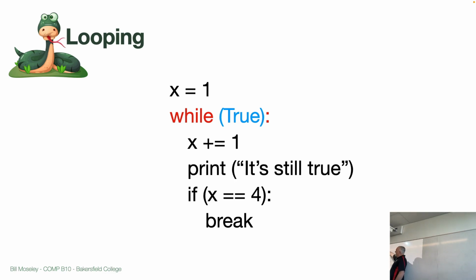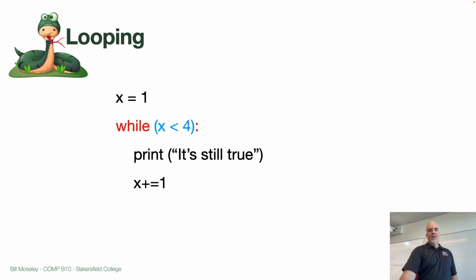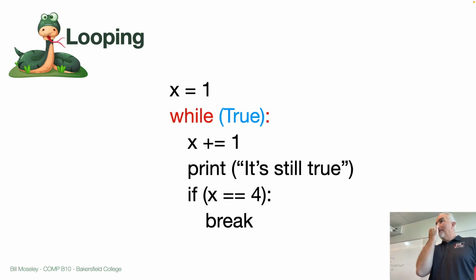Anytime I have a break, it will break me out of whatever loop I'm in. If I'm in a loop inside a loop inside a loop, it will just break the innermost loop. So each break is good for one loop. It'll get you out of that loop. So this will iterate until x equals 4, and then when x is equal to 4, it will break the loop and stop. It will print the exact same thing as this code, but in a different way.